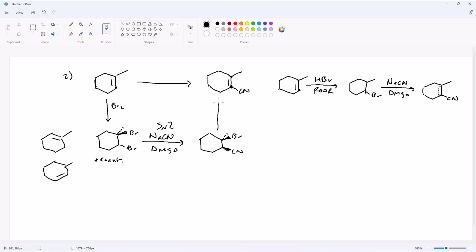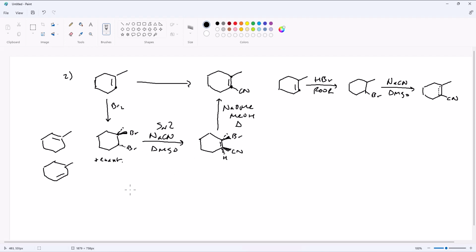And finally, we can do elimination. And if we look, we now have a Br and an H that are anti-periplanar to one another, so we can do the elimination that will generate this alkene here. And this can be done with, I'll just do NaOMe and methanol and heat, and that will eliminate the bromo and leave us with the tetrasubstituted alkene that we have and which is desired here. So again, we do Br2 to install the dibromo. We'd have the substitution, and then we do the elimination.